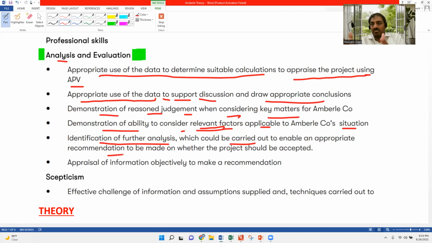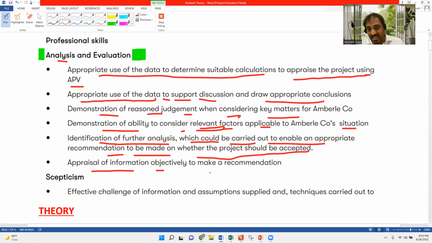We have to consider more things about the risk and uncertainty. For assumptions and limitations, we want to get more information. For risk and uncertainty, we need more data to work out accordingly. Further analysis could be carried out to enable an appropriate recommendation on whether the project should be accepted, and to appraise the information objectively to make the recommendation.